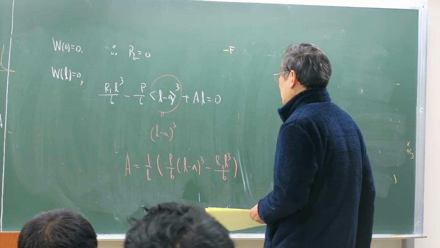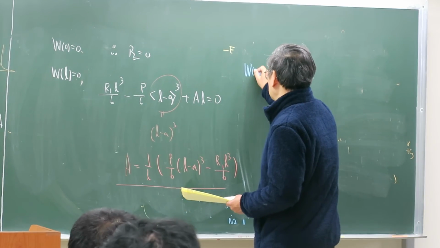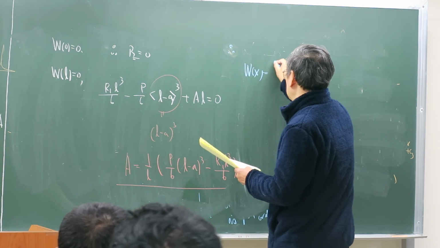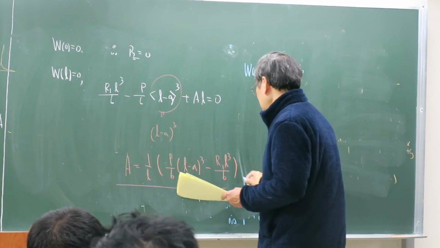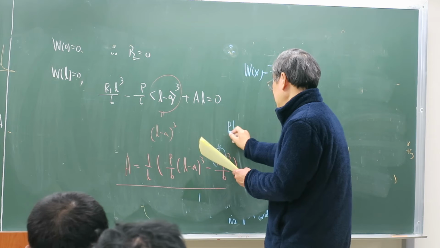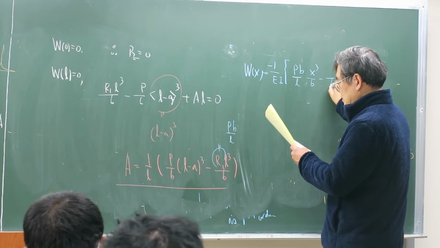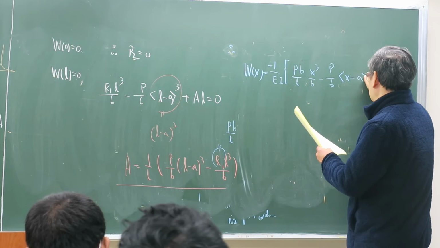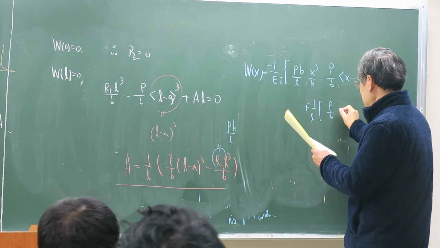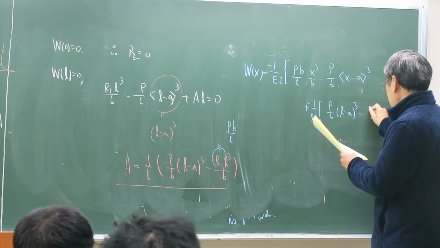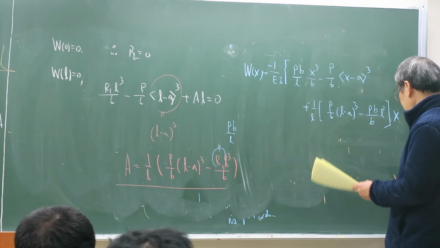Okay. Anyway, I got A, so I put back. So my w equal to 1 over EI, with R1 equal to Pb over L, Pb over L, x cubic over 6 minus P over 6 x minus a cubic plus 1 over L, P over 6 L minus a cubic minus Pb over 6L squared x. Okay.